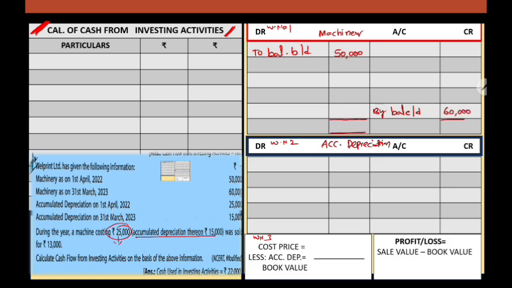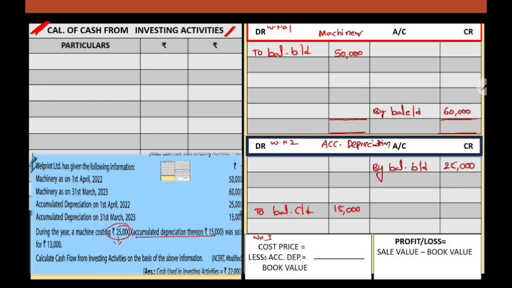Close it and come to the accumulated depreciation ledger. It's a liability. Start with by balance brought down. Liabilities always show a credit balance. The opening balance will be shown on the credit side, that is 25,000, to balance carried down. Credit side opening, debit side closing is 15,000. Leave this here. Opening balances are shown, closing balances are shown, and we leave the ledgers here and move to working note 3.